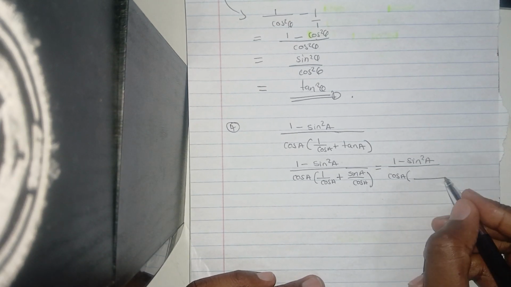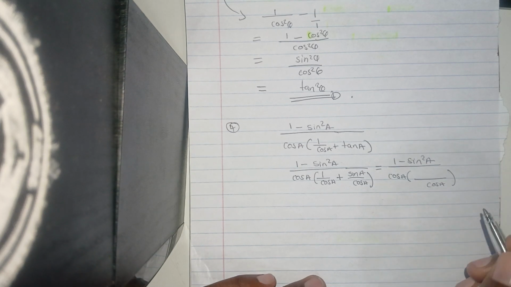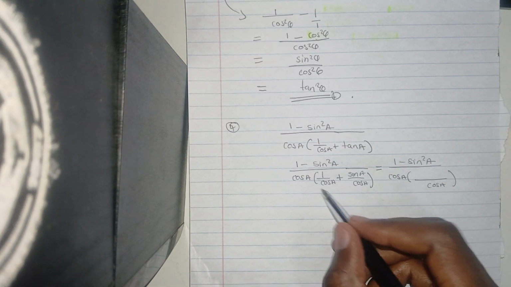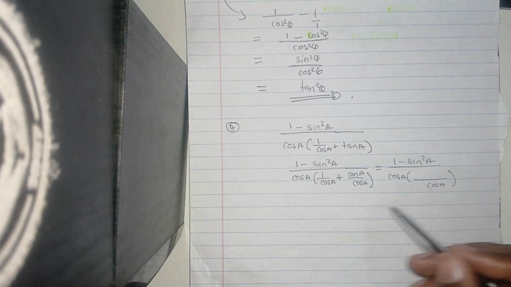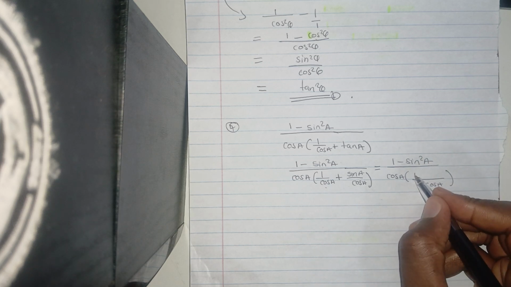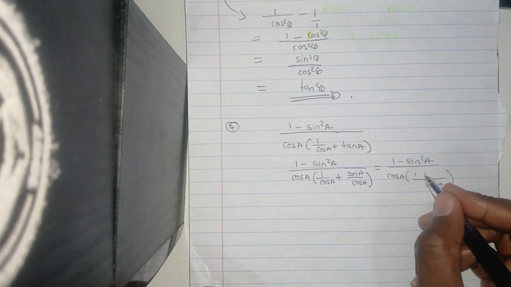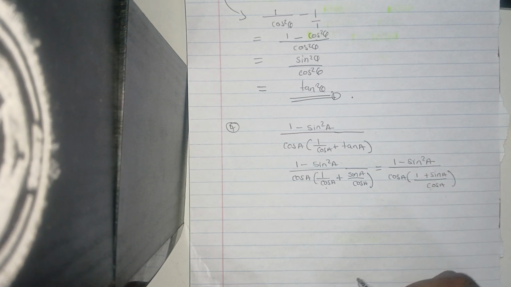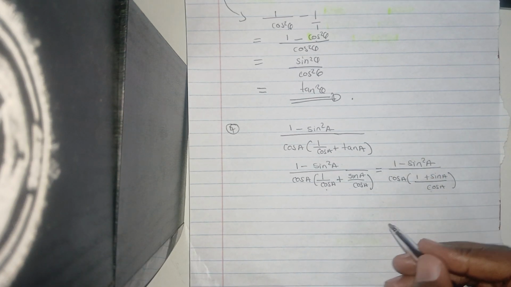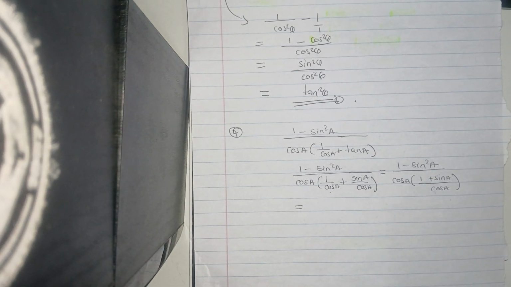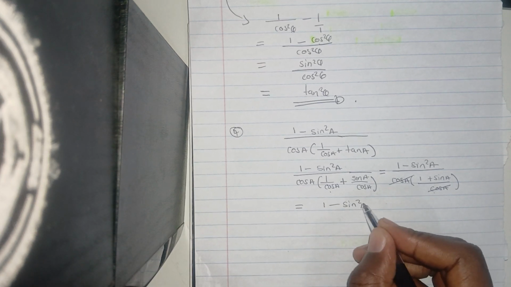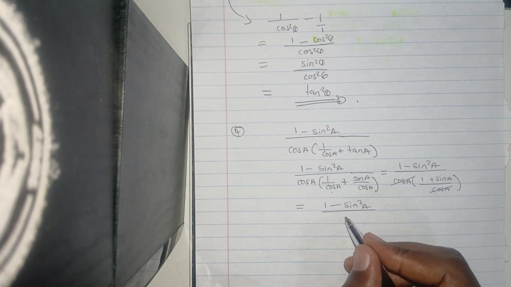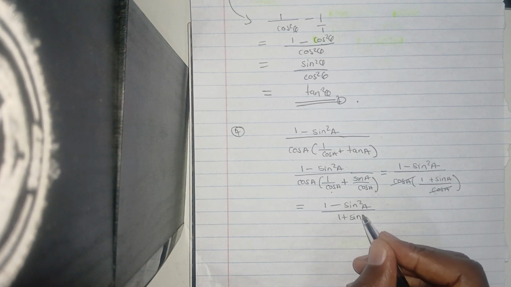You can now do what? Take cos a. You are performing your fraction inside the brackets. So now this one goes to this one is 1, so it's 1. This one goes to this one is 1, then it's plus sine A. Right. So now you can just cancel this out. So minus sine square A divided by 1 plus sine A. Right.